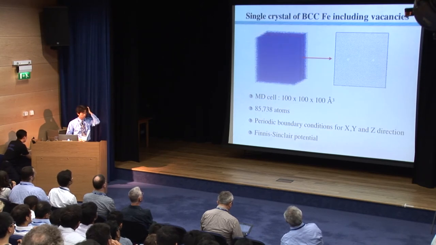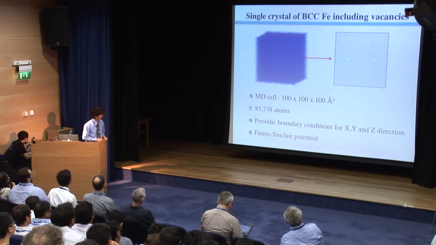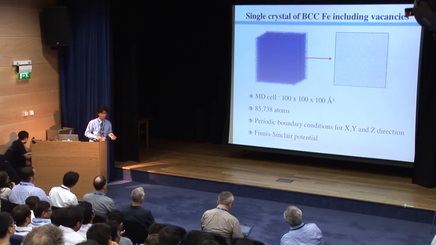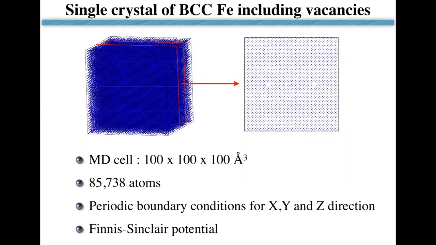Here, I will talk about the MD simulation of the single crystal of pure iron, including vacancies. MD cell size and number of atoms are here. My presentation title is 30,000 atoms, but I'm sorry, I use 85,000 atoms. And this simulation cell size is very, very small compared to the experiment. The current computer is very powerful, but MD simulation needs a large number of calculations. So the limitation of the number of atoms of MD simulation is around 100,000 atoms. So this MD cell is relatively large in the field of the MD simulation.